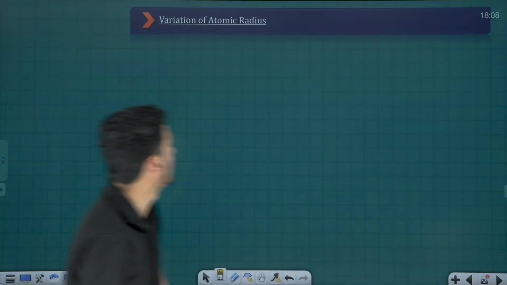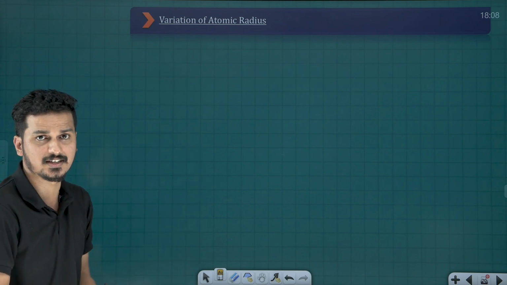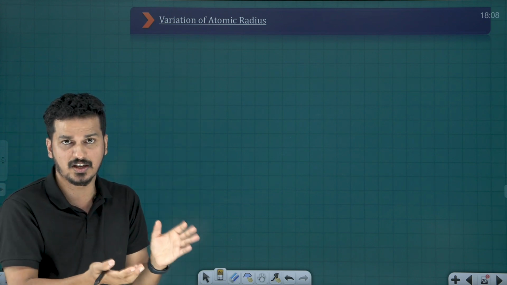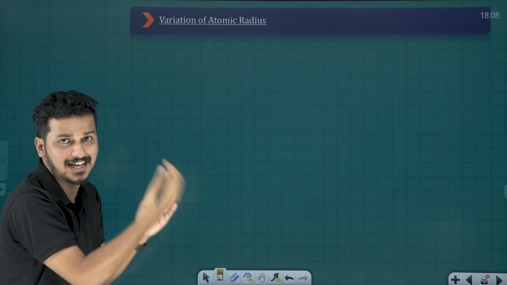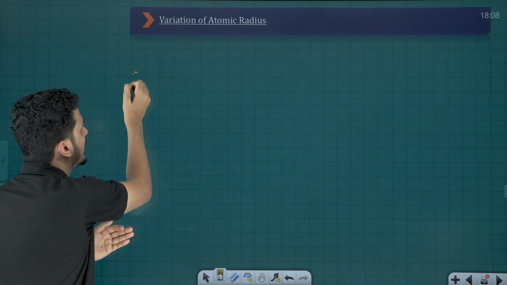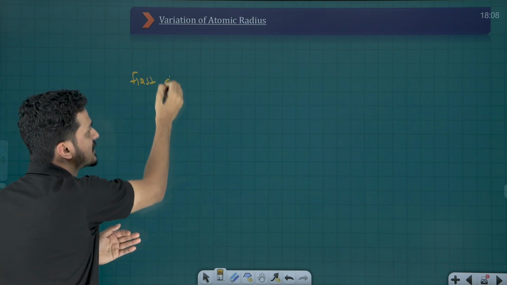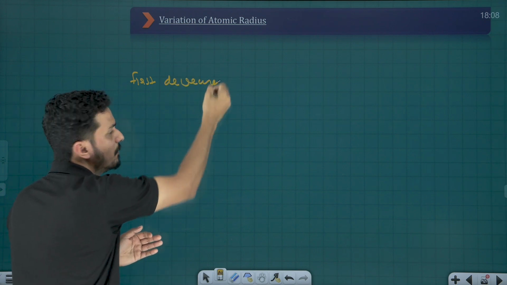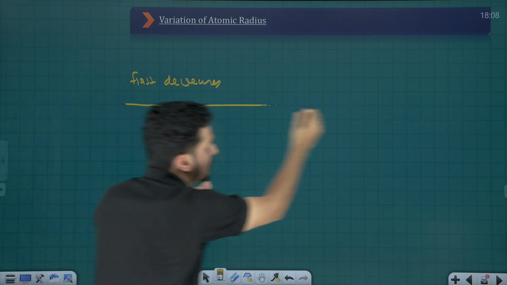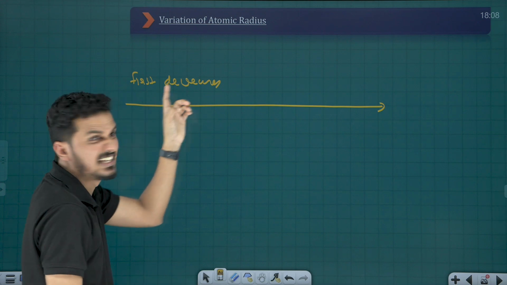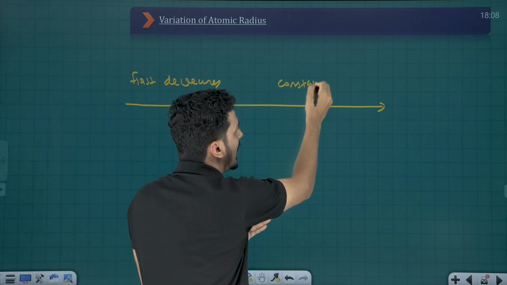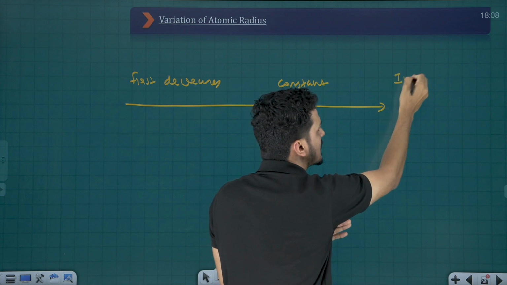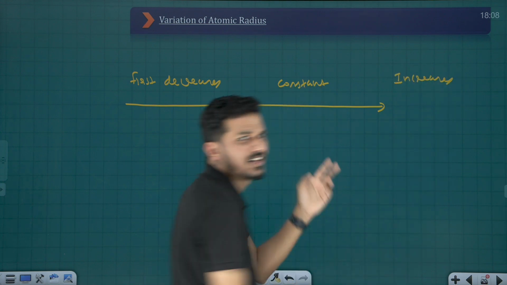Here, first, the variation of atomic radius in the case of D block elements. In any transition series, the atomic size first decreases, then becomes constant, and at the end it increases. We are talking about a period. Why is it so? You should learn the idea also.